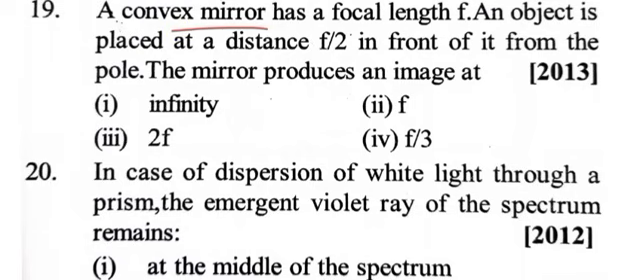A convex mirror has a focal length f. An object is placed at a distance f by 2 in front of it from the pole. The mirror produces an image at f by 3. u is equal to minus f by 2. 1 by f is equal to 1 by v plus 1 by u. So in 1 by v plus 1 by u, we put minus f by 2. Then our answer will be v is equal to f divided by 3.